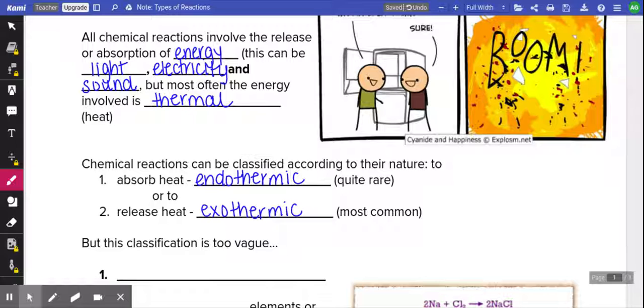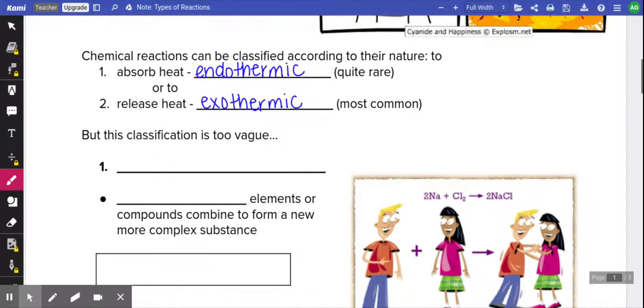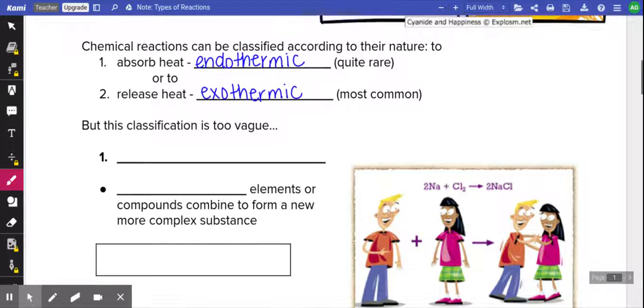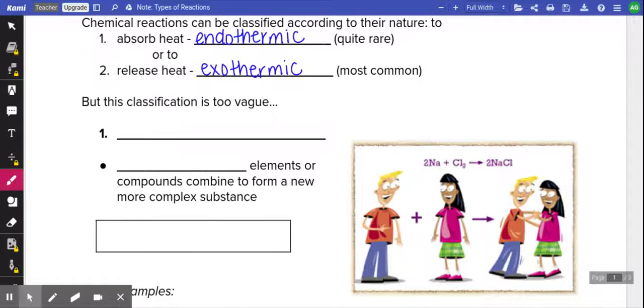So we can still classify a reaction as being endothermic or exothermic, but we also have an additional set of criteria to help us understand different chemical reactions a little bit better. Because just the distinction between endothermic and exothermic is not quite precise enough for our liking. So instead we have these 5 overarching categories that we talk about in grade 10 of different chemical reactions. The first one is called a synthesis reaction.